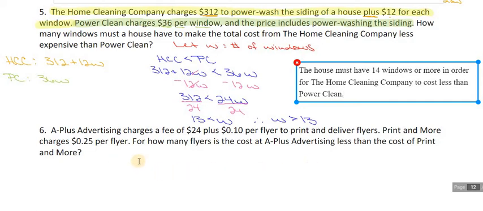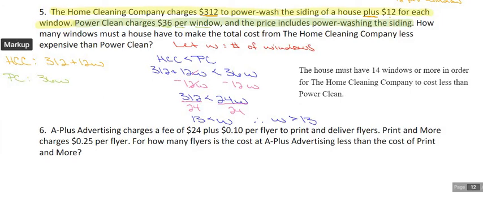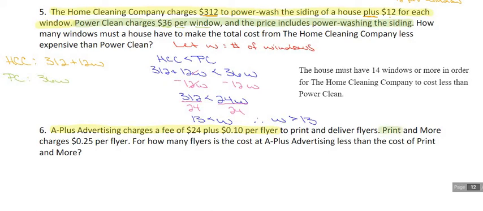You're definitely going to need a calculator because there's decimals, but let's lay it out and then you're going to do this problem. Okay, so it says A Plus Advertising charges $24 plus 10 cents per flyer. Then it says Print and More charges just 25 cents per flyer. For how many flyers is the cost of A Plus less than the cost of Print and More?